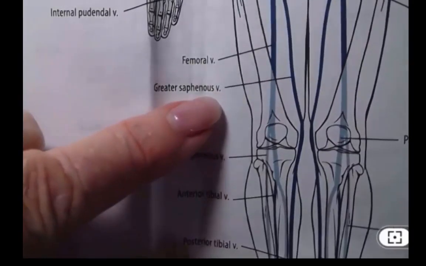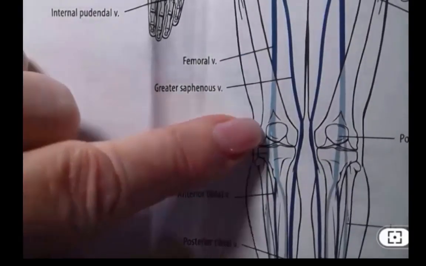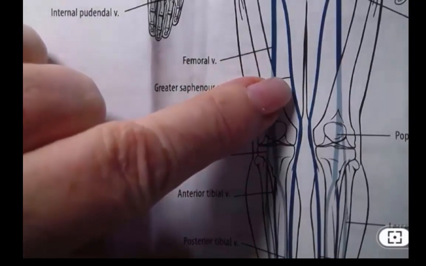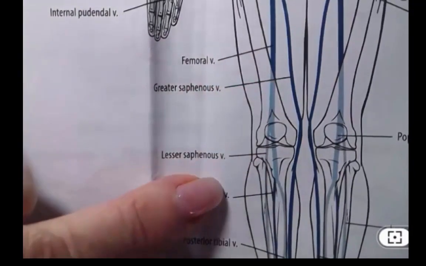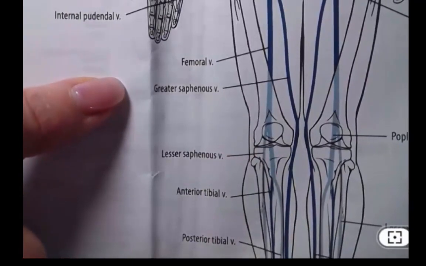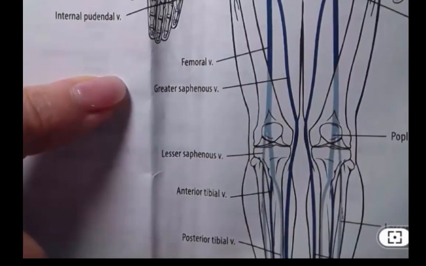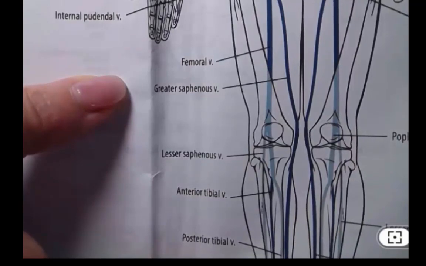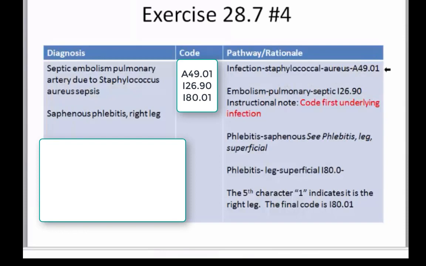We're in the back of our code book. The greater saphenous vein is here, and the lesser saphenous vein here. And the saphenous vein is used when a patient has a coronary artery bypass surgery, or a CABG, C-A-B-G. So the first part is the infection with the Staph aureus.